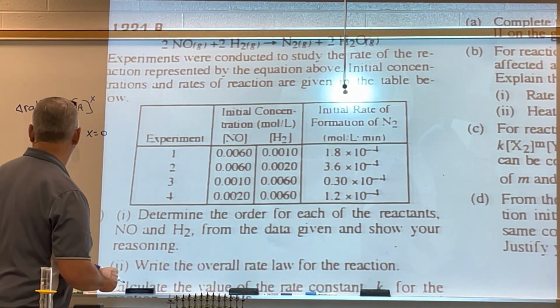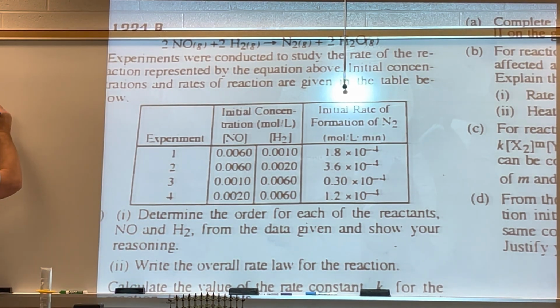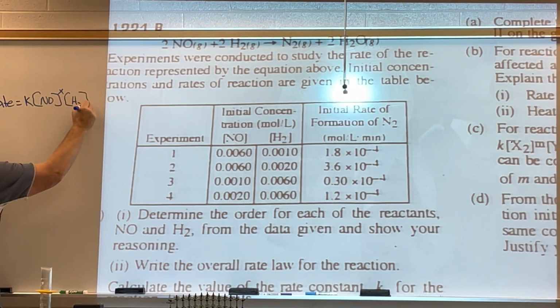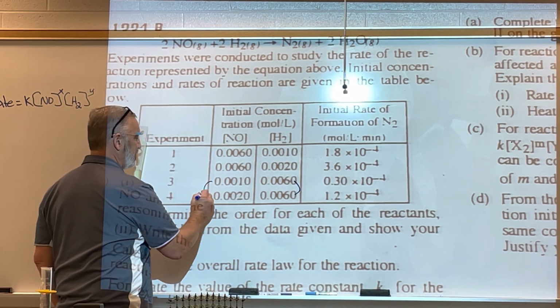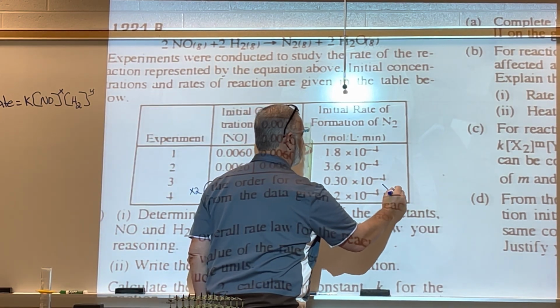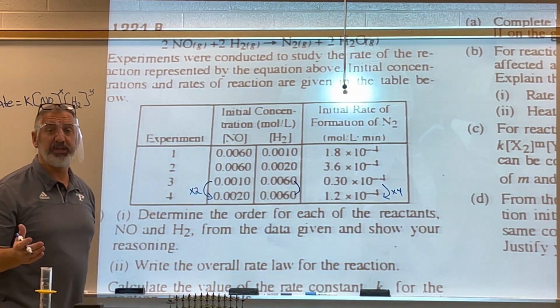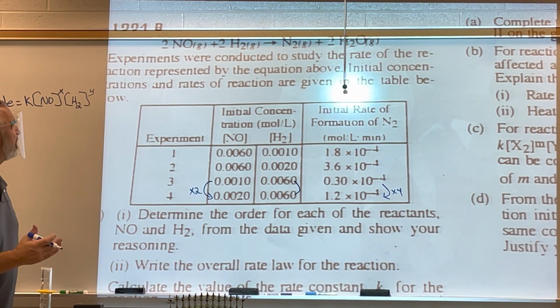So the rate would be just like K times NO to the X times H2 to the Y. Okay. So we're going to start with the rate equal to K times NO to the X times H2 to the Y. And then for the rate of NO, you find where H2 is constant, so that would be 3 to 4. 3 to 4. Yeah. So here it's going to be times 2, and what happens to the rate? Times 4. Now we just intuitively know then the exponent on NO is going to be 2. But we have to show our work.